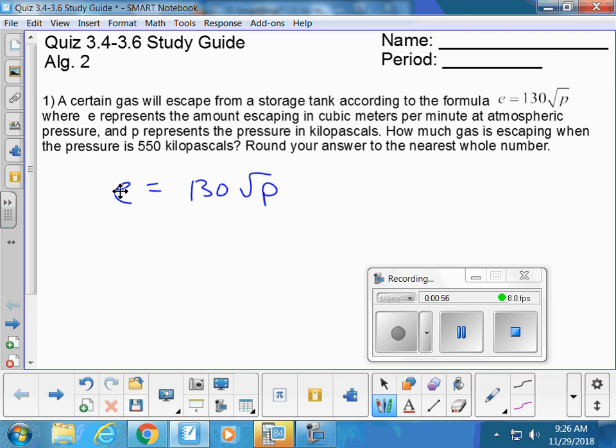Like any word problem, I think the hardest decision is just, is that 550 going to go in for E or is it going to go in for P? What do you guys think? If you said P, you're correct. So we're going to put that 550 in for P, and then this is actually just an easy problem that we can just type in our calculator. So I'll give you a second to get your calculators out.